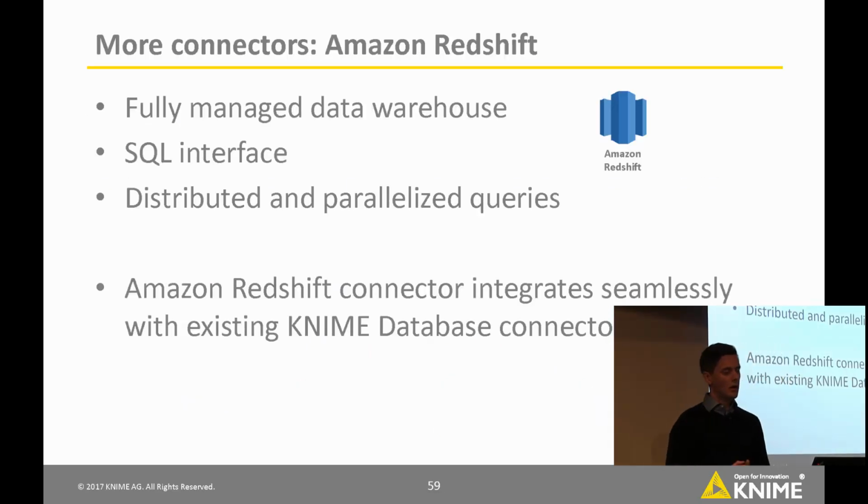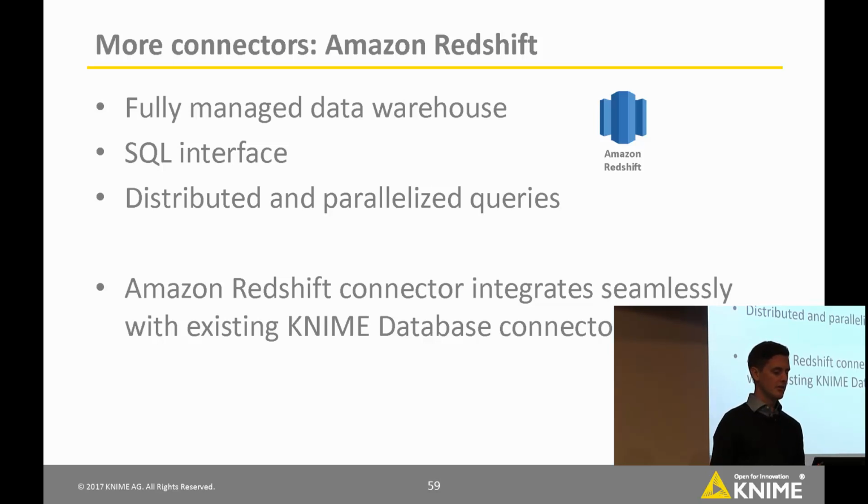Okay. There are even more connectors that we've built in the last year. Amazon Redshift. For those of you who don't know, that's a fully managed data warehouse. It's got a SQL interface, and it allows you to run SQL queries in a distributed and parallelized fashion, so it scales to large data sets. The Amazon Redshift connector that we've built integrates seamlessly with the existing KNIME database connectors. So it's really easy to get started. If you know how to do database queries in KNIME, you know how to connect to Redshift and query there.